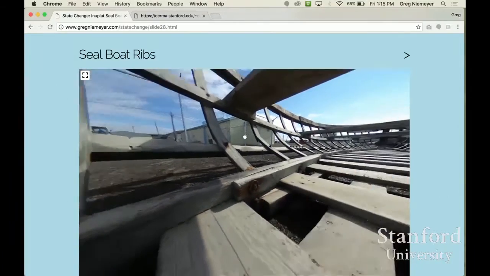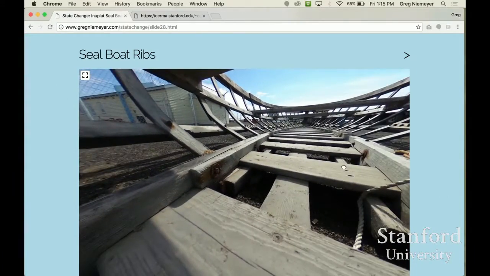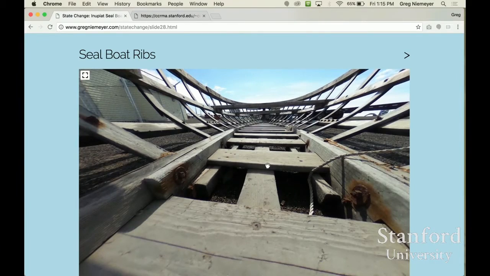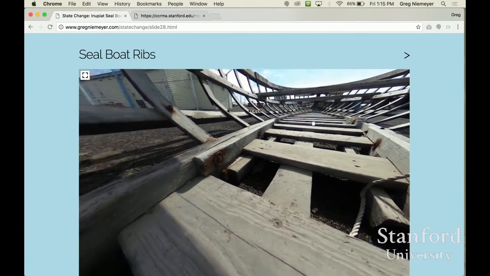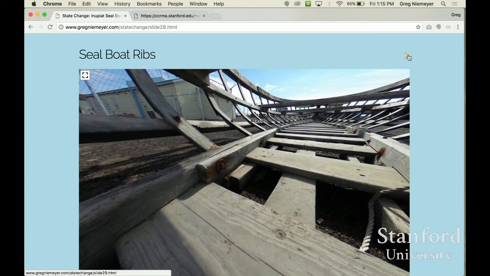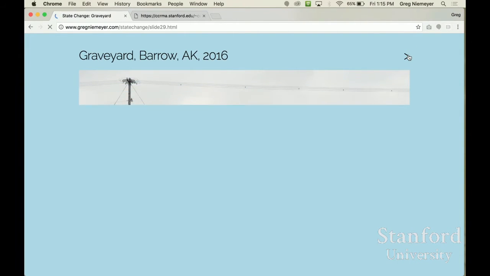A beautiful sight. So also the boat itself used to be built out of whale bones, but now it's being built out of wood, the driftwood mostly, or wood from shipping pallets that comes there, because there's no wood up in this area at all.